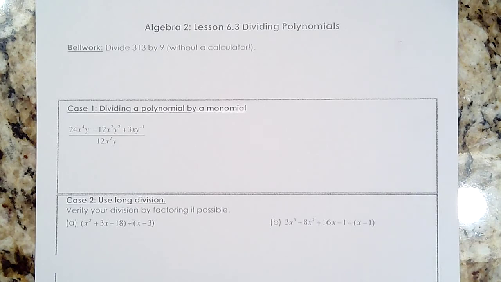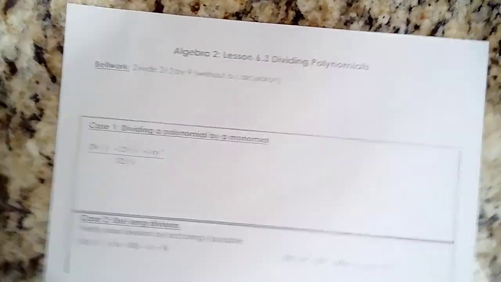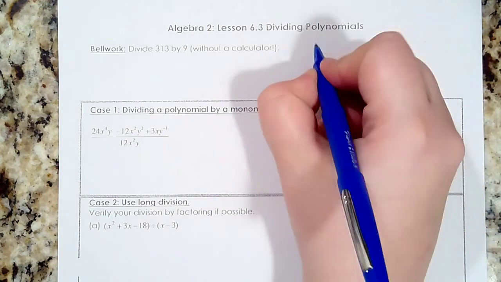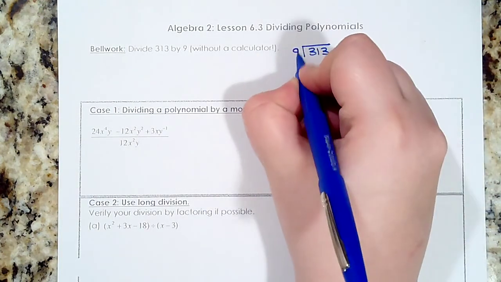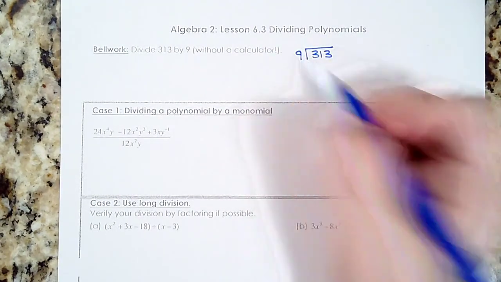So, quick bell work, divide 313 by 9 without a calculator. I know that most of you have not done long division in a while, so here's your little reminder. It's going to come in handy today. If you don't remember how to set it up, it looks a little something like this. We're dividing 313 by 9.